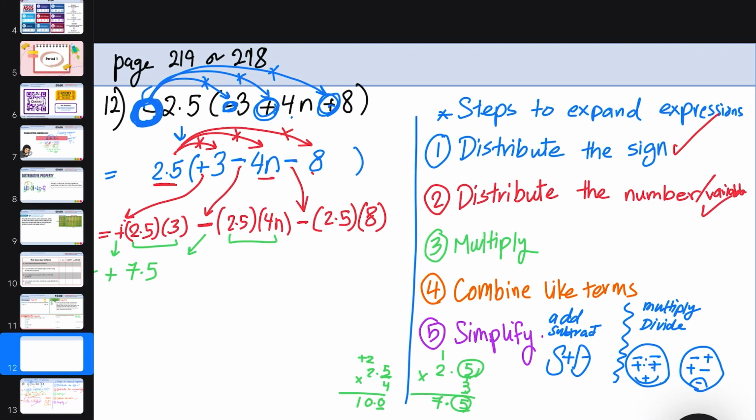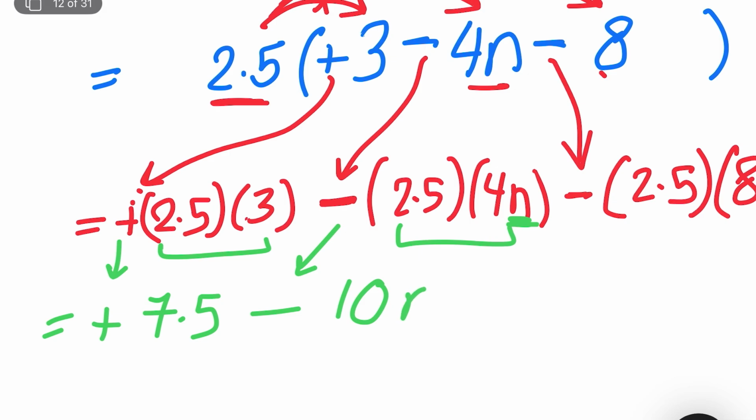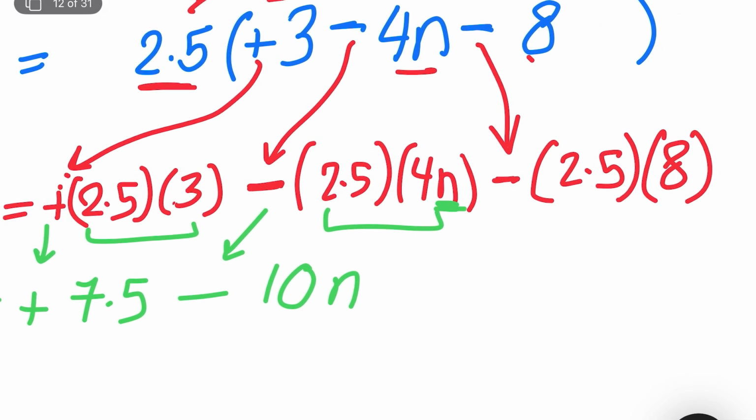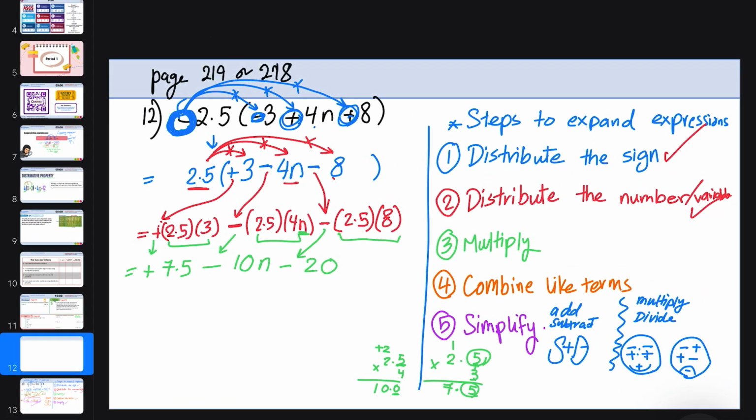So put the sign, negative, 10. And there's a variable here. Don't forget the variable. The variable is our friend, and we never leave a friend behind. Okay. The last part is 2.5 times 8. If you do it, you're going to get 20. So put the sign, negative, then 20. Okay. Now I'm done with the multiplication part.